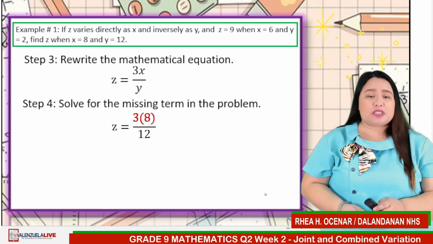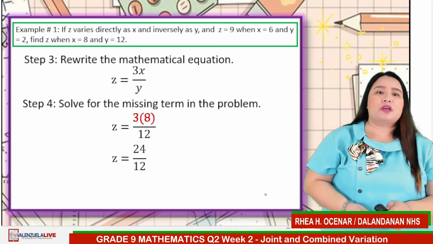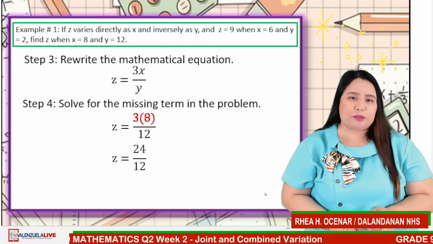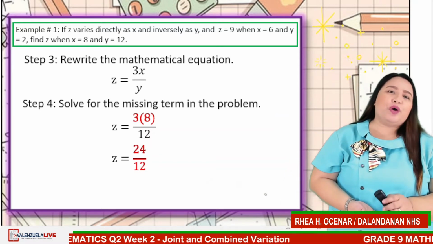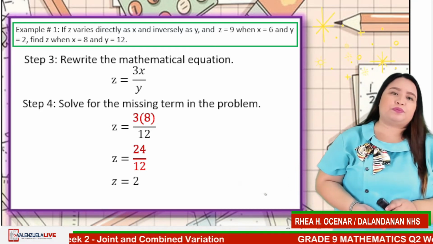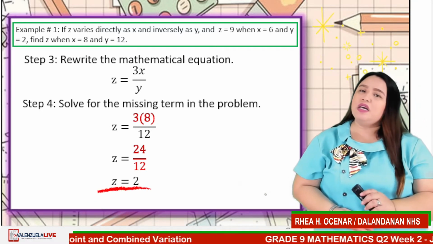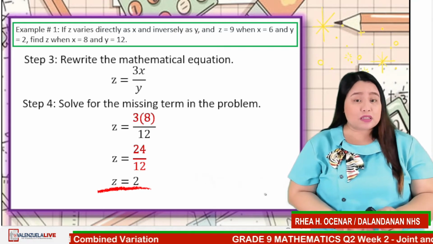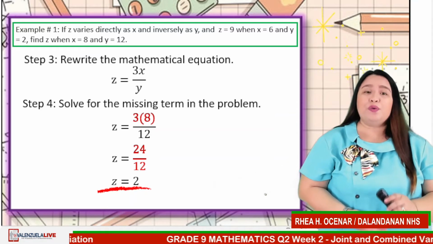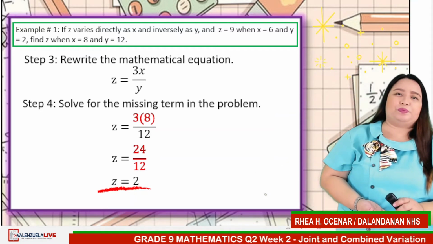Simplifying 3 times 8, we have z is equal to 24 over 12. 24 divided by 12, we have z is equal to 2. Thus, z is equal to 2 when x is 8 and y is 12.